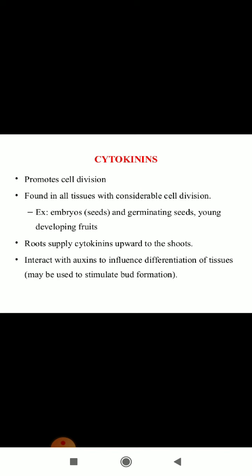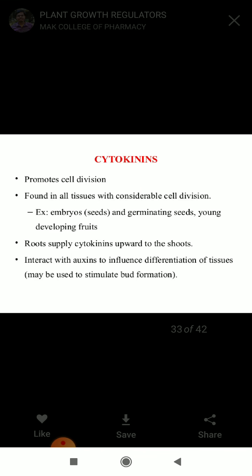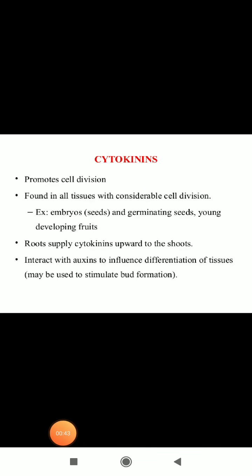They are found in all tissues with considerable cell division. Example, we will take embryo. The embryo is present in the seeds. Embryo is the one organ where there is active cell division taking place, and in this embryo you can find the cytokinins. Also you can find them in germinating seeds, because germinating seeds also have active cell division taking place. Young developing fruits also have active cell division, and in embryos, germinating seeds, and young developing fruits, you will find these cytokinins.